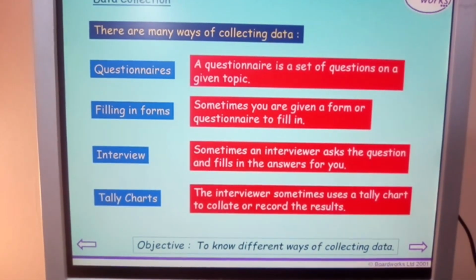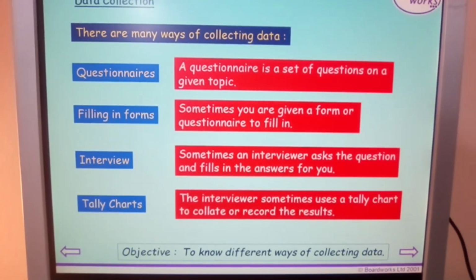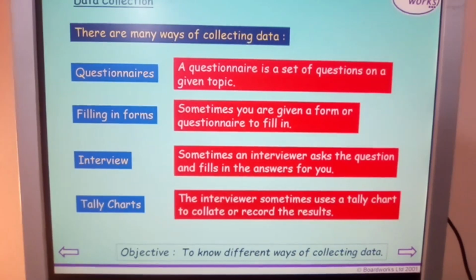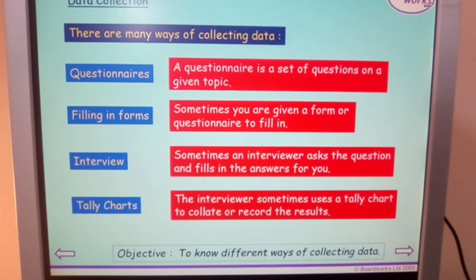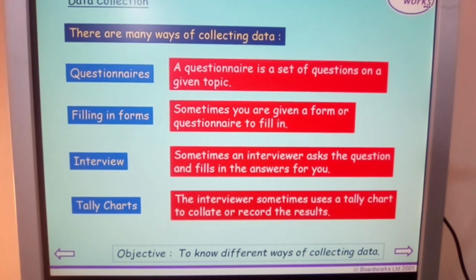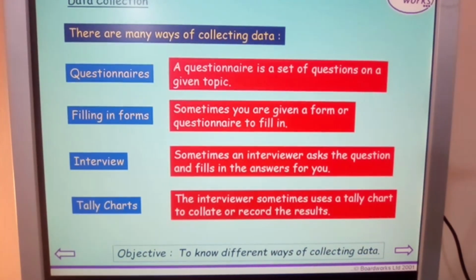Data collection. There are many ways of collecting data. Questionnaires, filling in forms, interview, tally charts. A questionnaire is a set of questions on a given topic. Sometimes you are given a form or questionnaire to fill in. Sometimes an interviewer asks the question and fills in the answers for you. The interviewer sometimes uses a tally chart to collect or record the results.